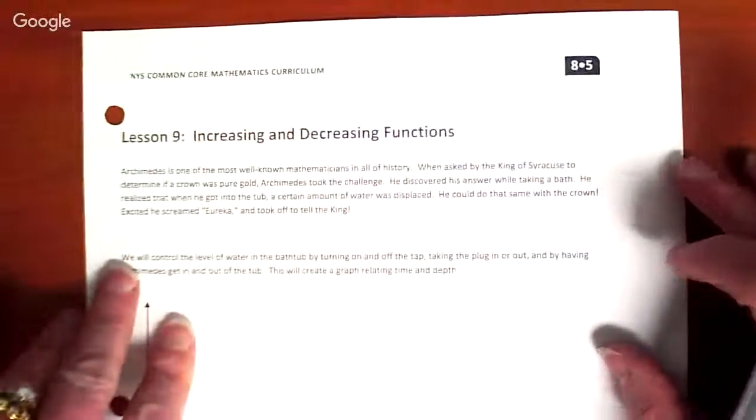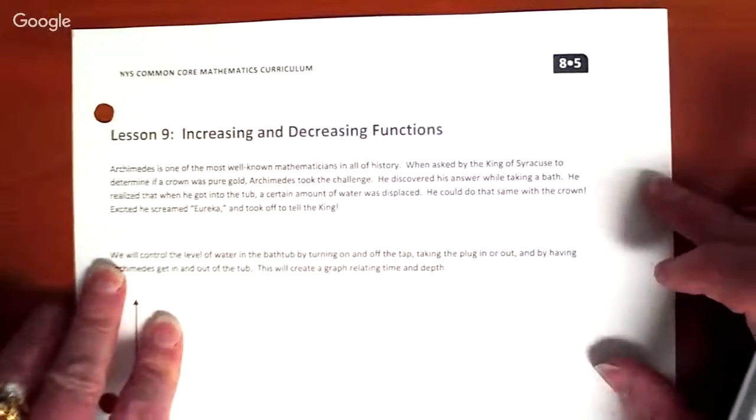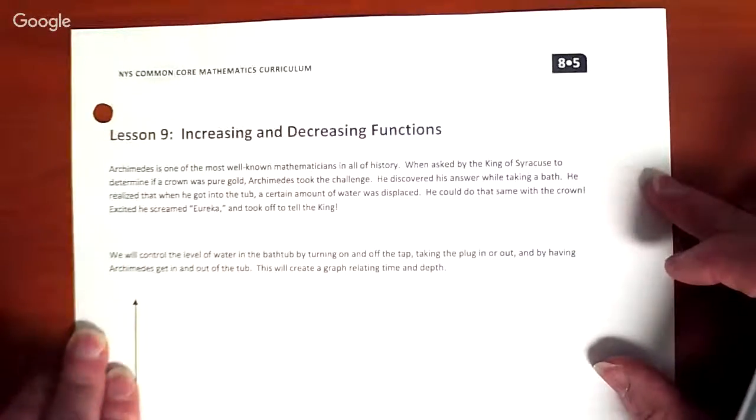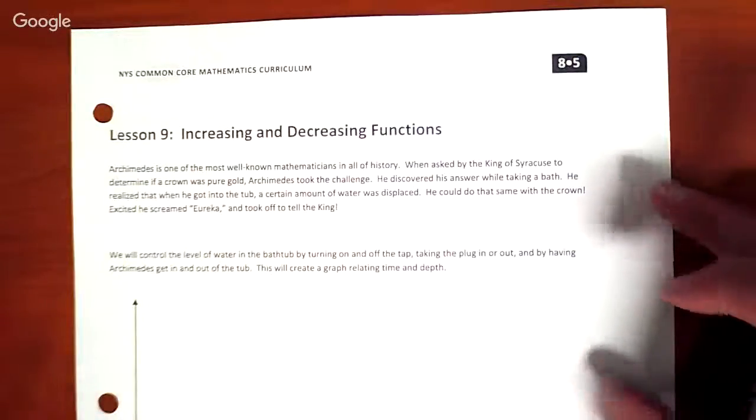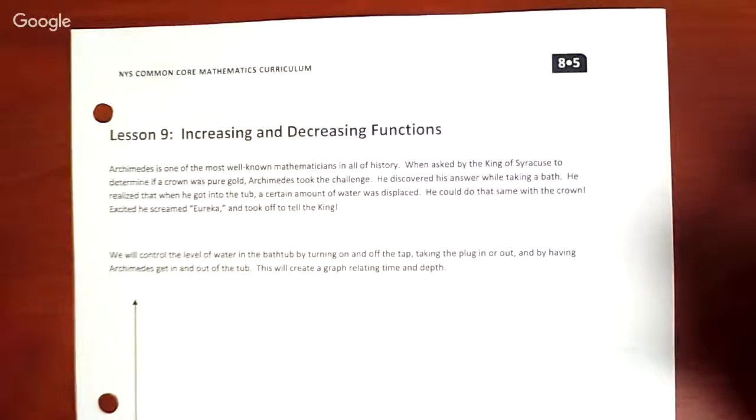Lesson 9. Archimedes is one of the most well-known mathematicians in all of history. When asked by the king of Syracuse to determine if a crown was pure gold, Archimedes took the challenge. He discovered his answer while taking a bath. He realized that when he got into the tub, a certain amount of water was displaced. He could do the same with the crown. Excited, he screamed, "Eureka!" and took off to tell the king.